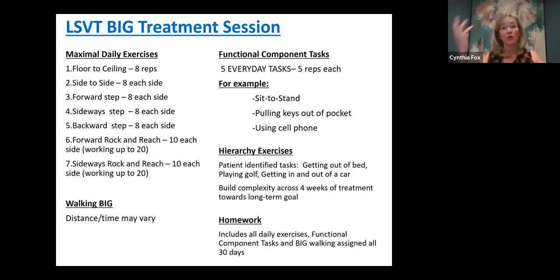Then we take that bigger movement we've scaled up in that first half of the session and train it into a hierarchy. So you, along with your therapist, as part of your assessment, will identify anywhere from 1 to 3 long-term goals. It might be getting out of the bed at night to be able to go to the bathroom and back to bed. It might be something recreational, like playing golf or tennis or gardening. It might be getting in and out of the car. Across the 4 weeks of treatment, your therapist will work in blocked and random practice to gradually improve that skill using bigger, more functional movements.